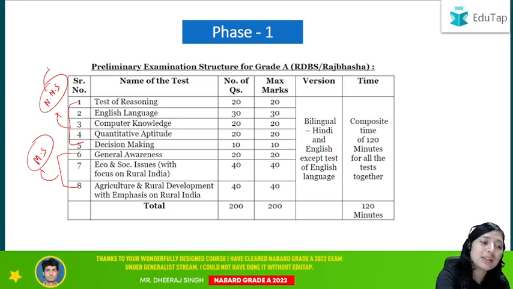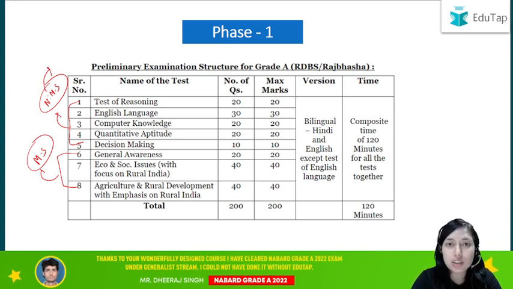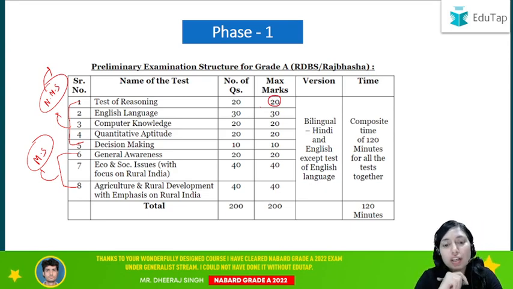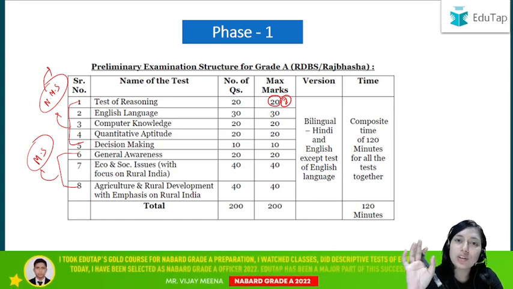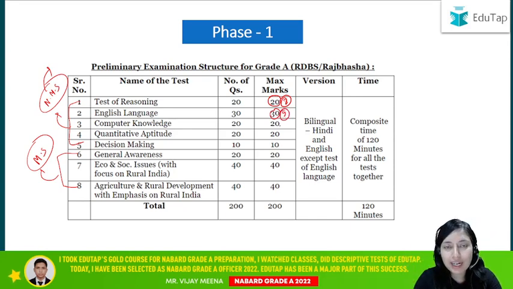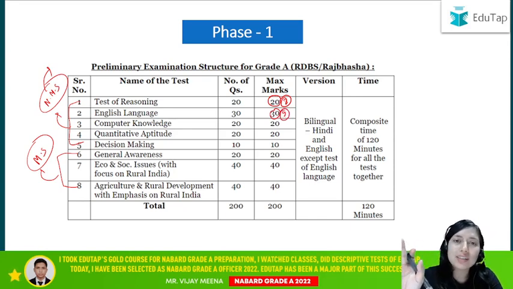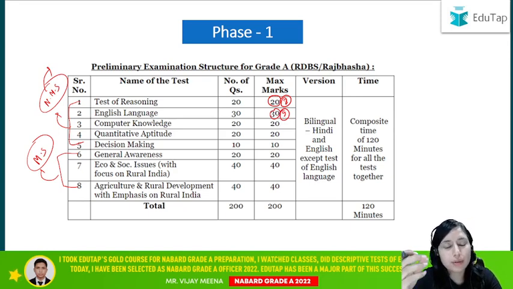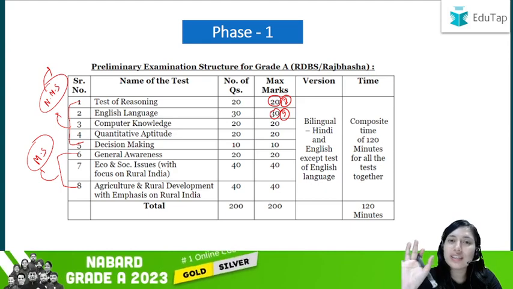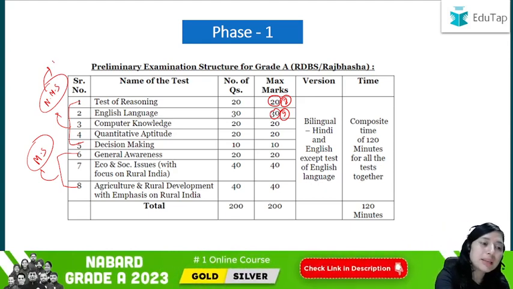So what are these non-merit and merit subjects? Basically, in your non-merit subjects you only have to clear the sectional cutoff of the respective subject. For example, in reasoning, if the cutoff is 3 for that particular year, then you require only 3 marks to clear the cutoff of reasoning. If in English the minimum is 9 marks for that particular year, then you only require 9 marks to clear the cutoff of English. Clear? Similarly, in all your non-merit subjects, you are only required to clear the minimum cutoff.